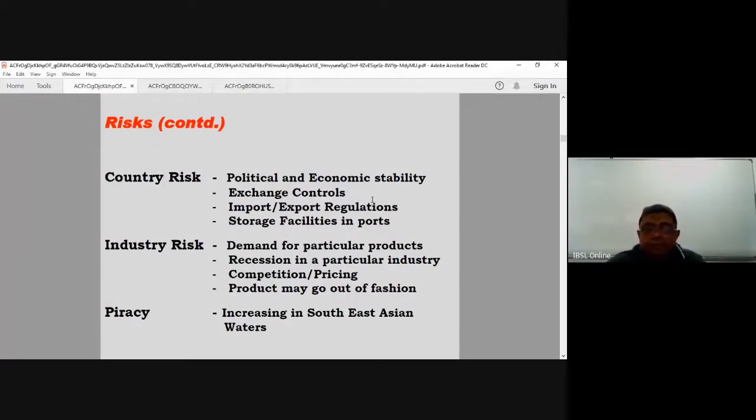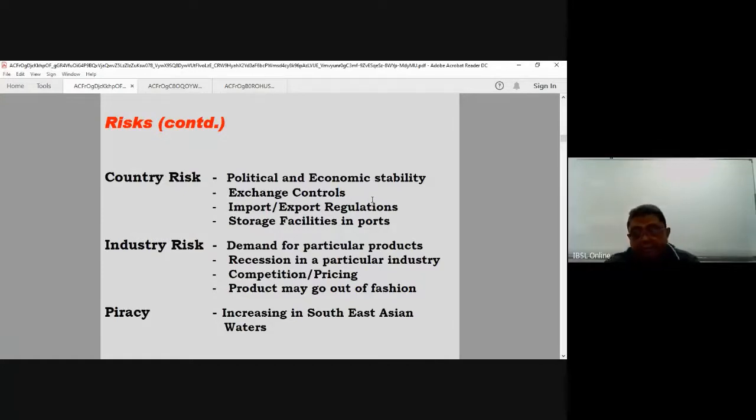Then import-export regulations. Now, your exporter wants to export a certain item to another country, right? You must see what the regulations are. Do the import-export regulations allow the import of the item that you're going to send, right? Is that country willing to accept imports of this item? Is it permitted? What happens if you don't check that and you send it? He gets stuck in the port, right? Or he can't take it into the country, it's not allowed, right?